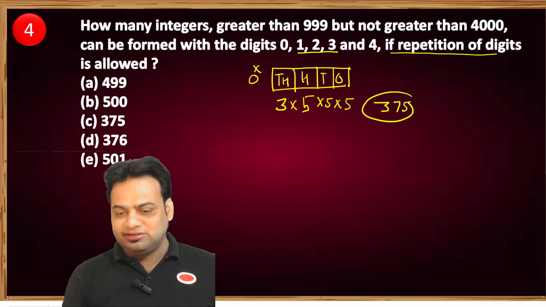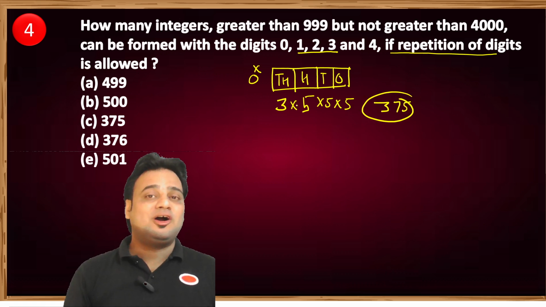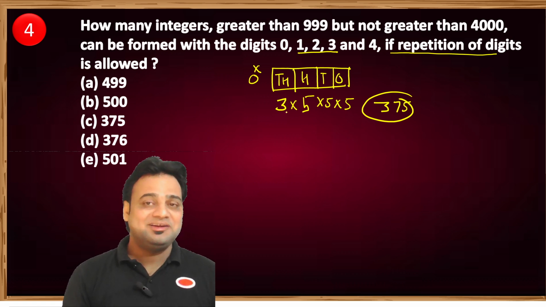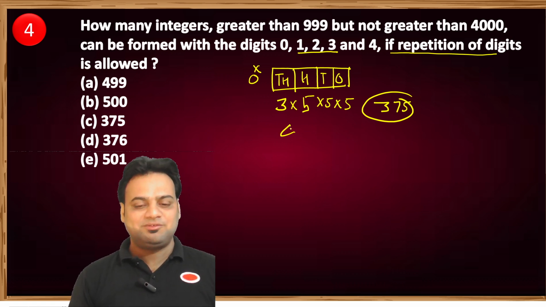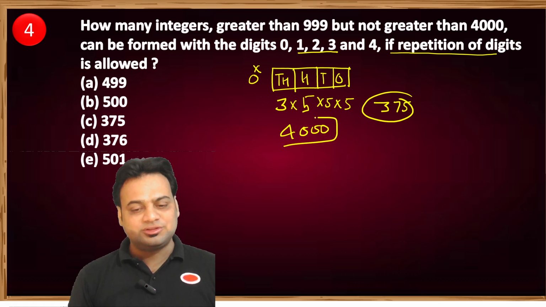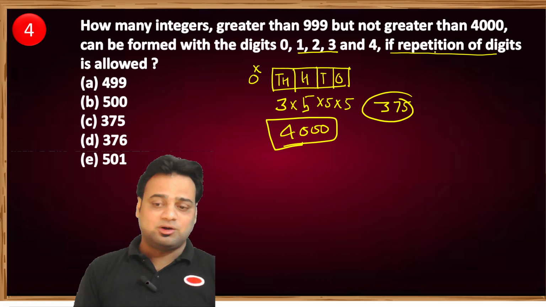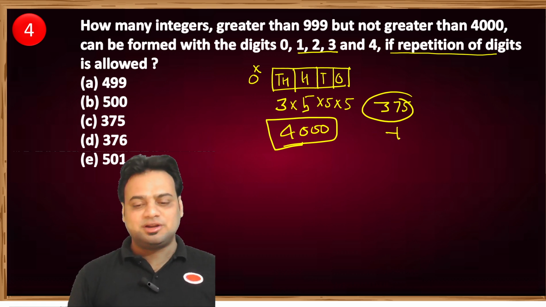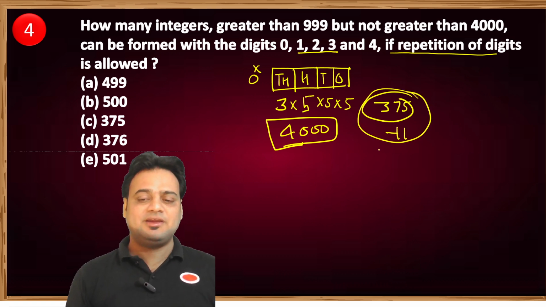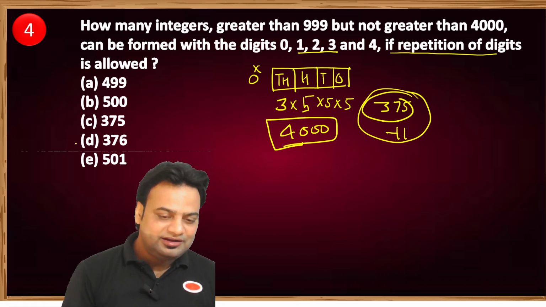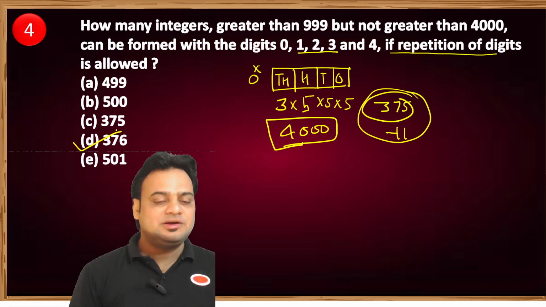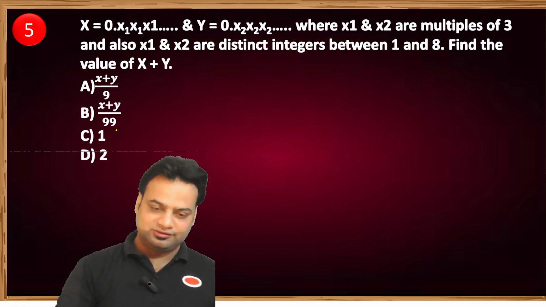But in these cases I cannot put 4 in the 1000 place, so one number is left, 4000, which is also possible since it is not greater than 4000. So 375 plus 1 is 376. Option D is the correct answer.